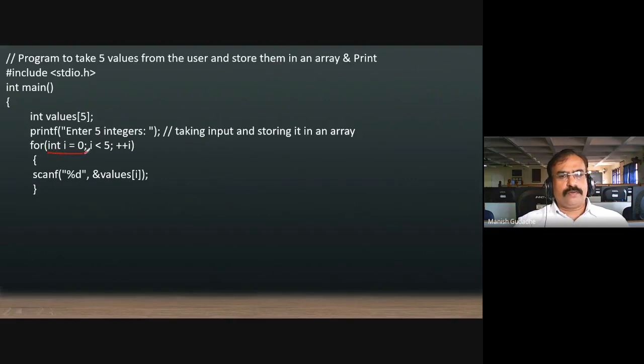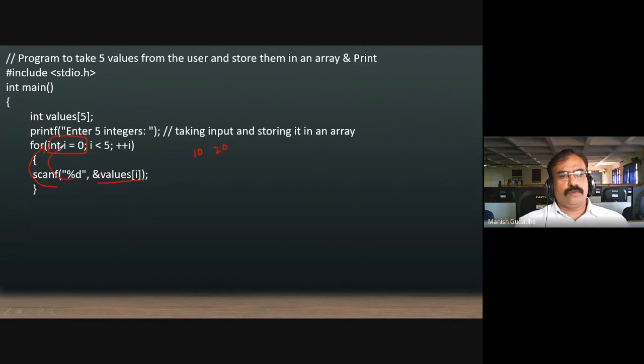We'll start with I equal to 0, and with 0, I am going to enter the value first. So values of I is values of 0, and values of 0 will be entered. Let us say that we are entering 10. After that, it will go back to this location, I will be changed to 1, it is still lesser than 5, and we are going to enter the next element.